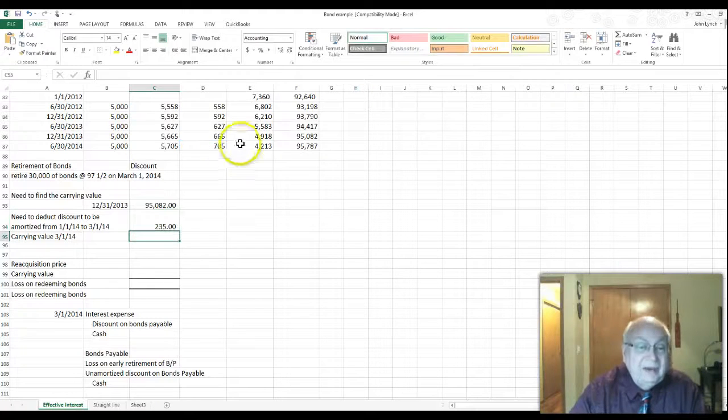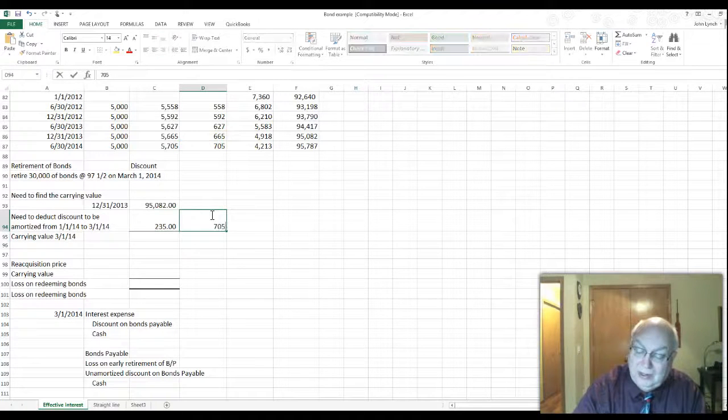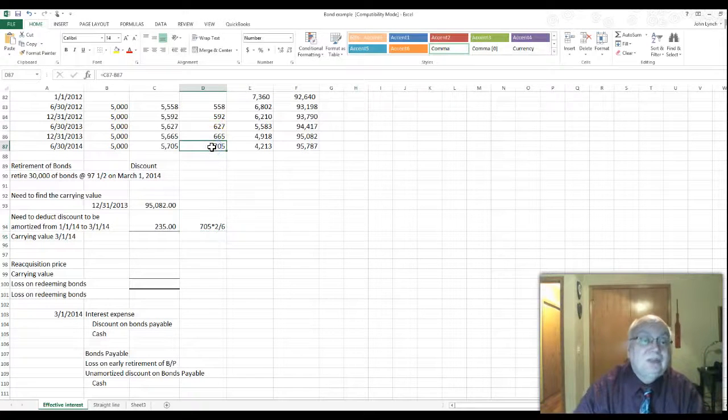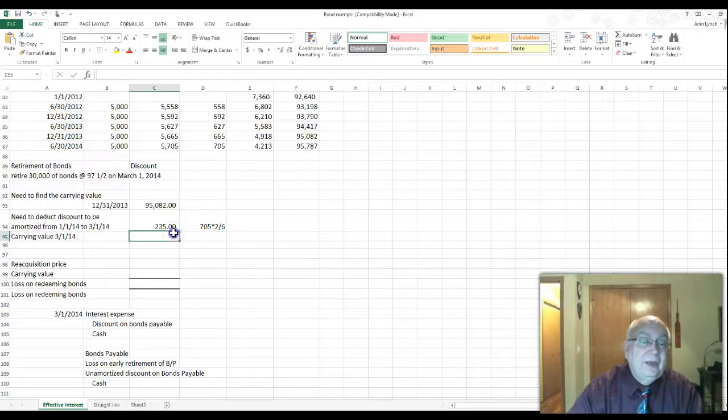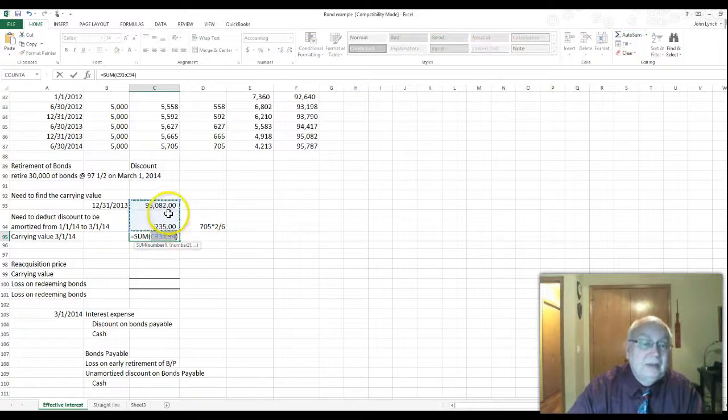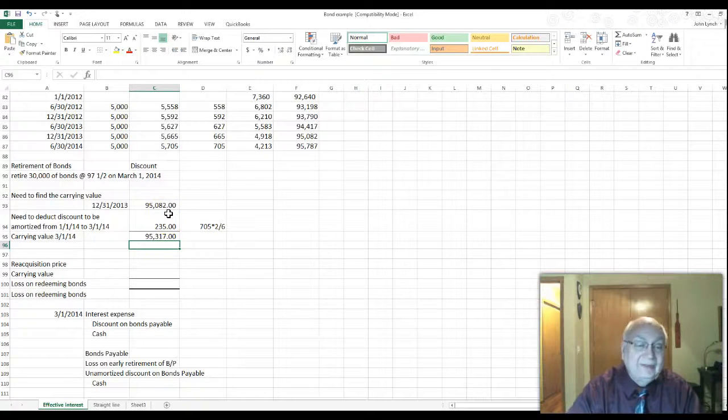Now, the reason why it's 2 divided by 6 is because this 705 represents 6 months' worth of amortization. Remember, it's from January 1st through June 30th. So that's 6 months, and March 1st would only represent 2 of those 6 months, and that's why it's 2/6. So that will give us our discount up to this point. So our carrying value is $95,317 for the bond as of March 1st of 2014.